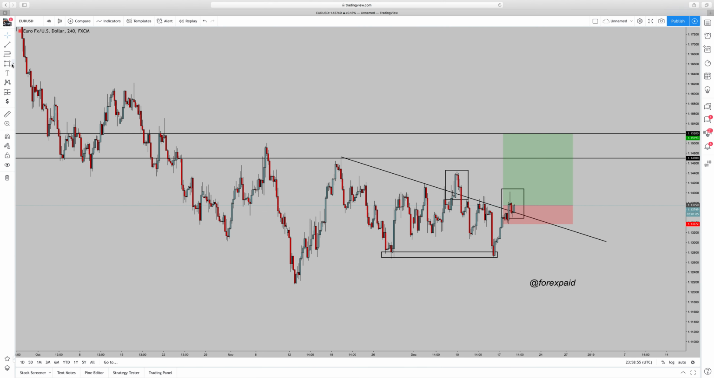as you guys see here, we have our high. Price came here, respected, came here, respected, came here, slipped for about 47 pips, closed back under, respected it, came back up here, respected it.